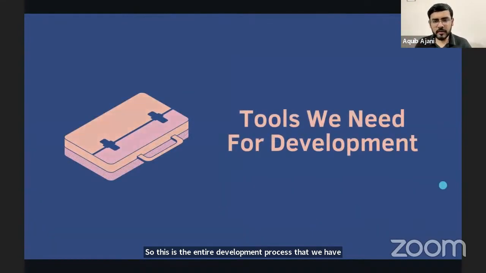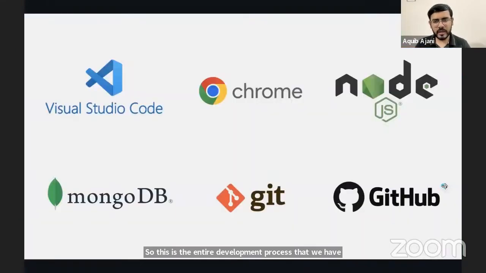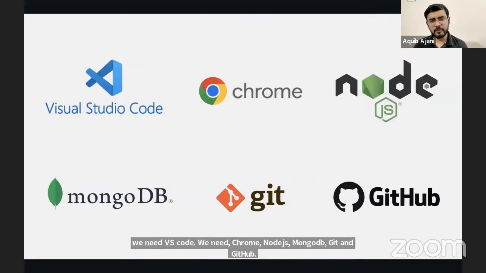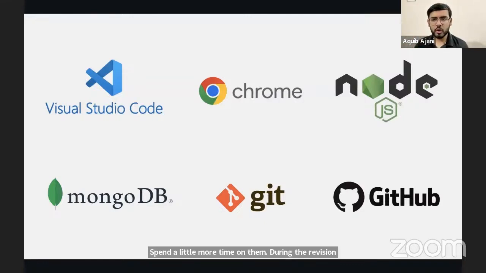Then we have also looked at all the tools that we need. We need VS Code, Chrome, Node.js, MongoDB, Git, and GitHub. We have explored the first four tools very well. Git and GitHub, we will spend a little more time on during the revision sessions. When we start implementing code in the revision sessions, I will tell you how to implement a Git repository, how to commit changes, and how to share it with people. I will do all of that in the next couple of sessions as well.